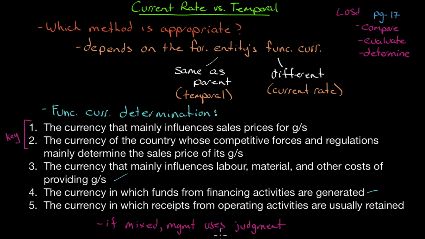If it's mixed, management uses its judgment. So you might get to a situation where, look, I can make the argument that the functional currency is US, but I can also make the argument that the functional currency is Canadian. It is mixed. It uses its judgment, but it gives far more weight to 1 and 2. There may be a reason why it says, well, even though 1 and 2 are saying US, 3, 4, and 5 are saying Canadian, let's go with Canadian as being the functional currency. There might be a reason why. Anyways, that is the process you would go through for determining the functional currency of the subsidiary. That's the accountant's job, because the accountant has to then determine which road they're going down, temporal or current rate.